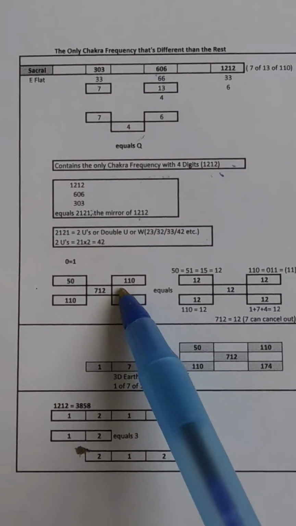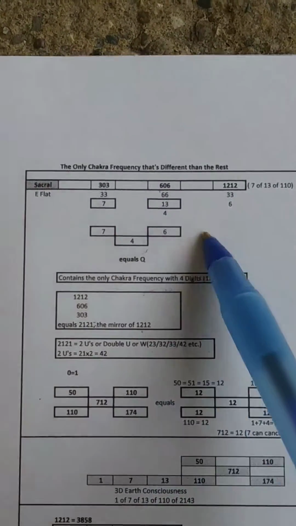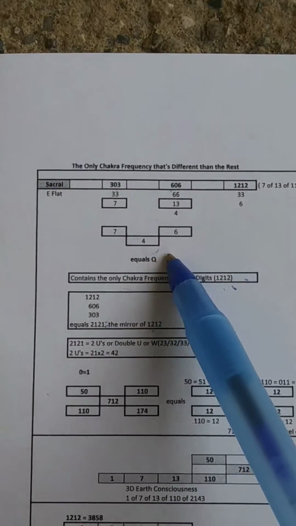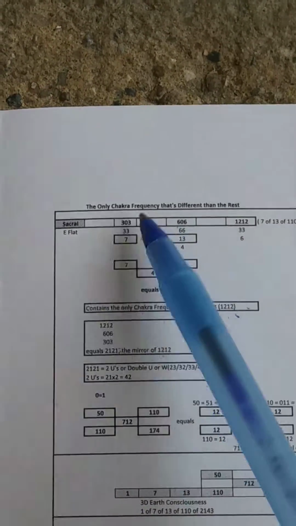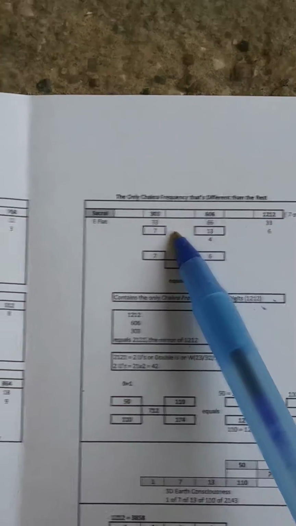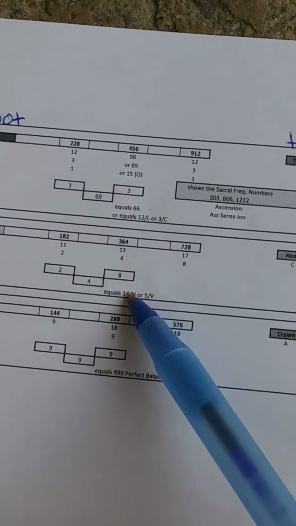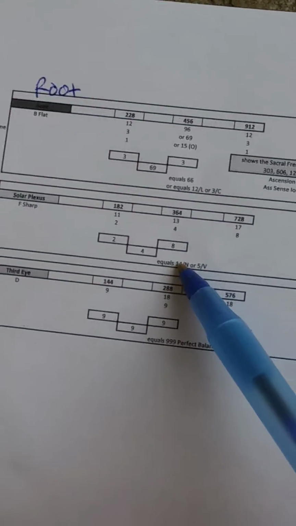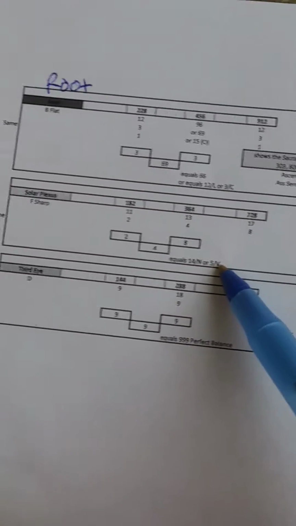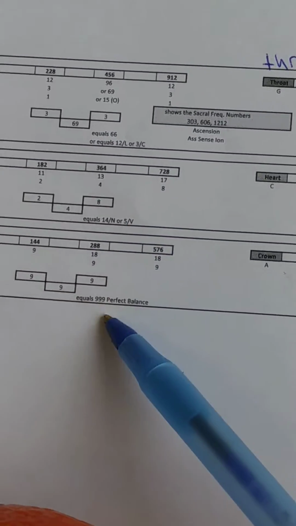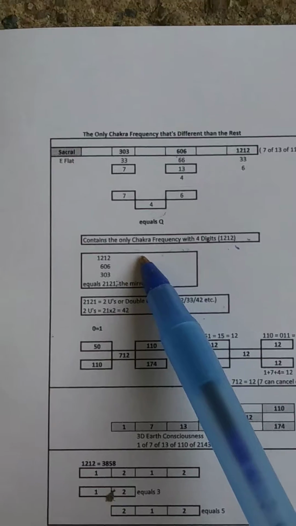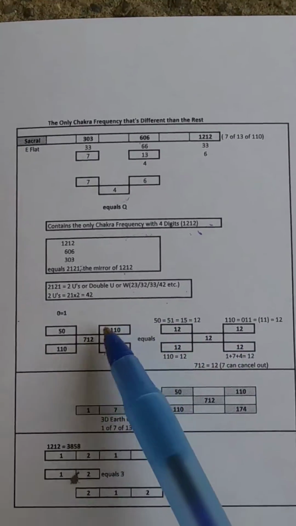And then down here, anyway, the V, it's a totally different pattern. A 7-4-6, which equals 17, which is a Q. Back to Q again, right? So all the other ones, like these two up here, equal 66 or 12 or 3. These two, the heart and the solar plexus, equal a 14, or N, or infinite, or V. And the third eye and the crown is 999, perfect balance. And this one is special in its own right too.